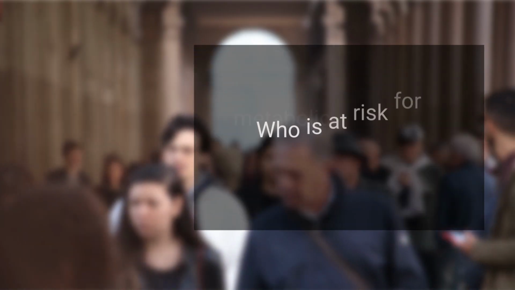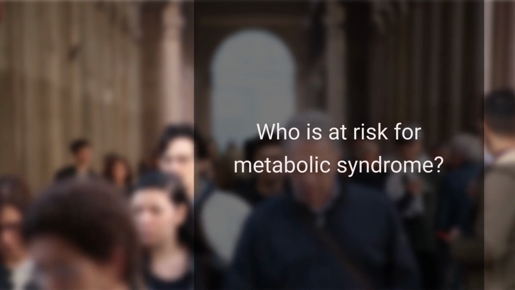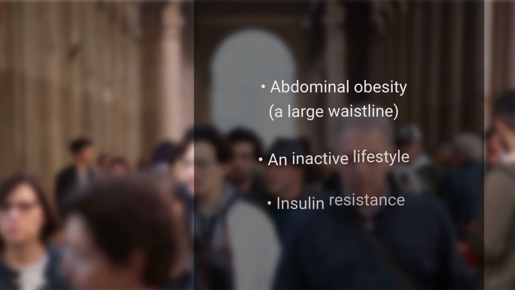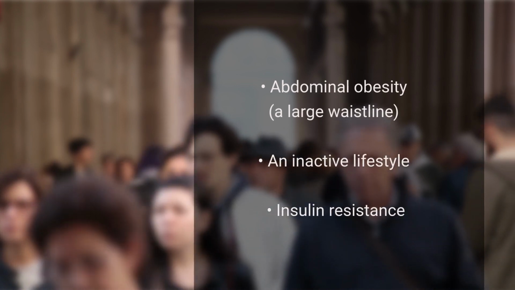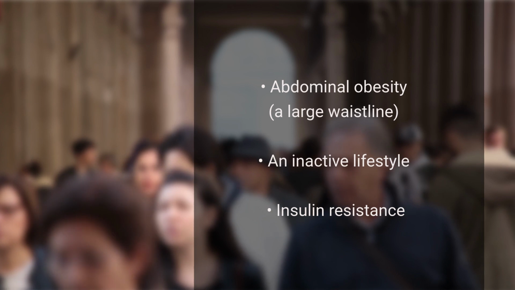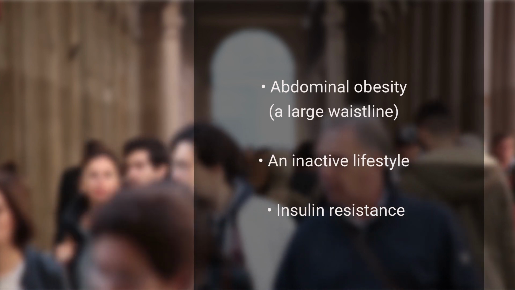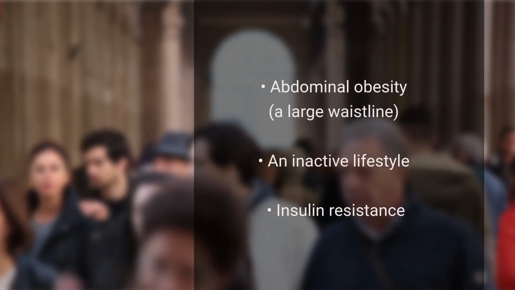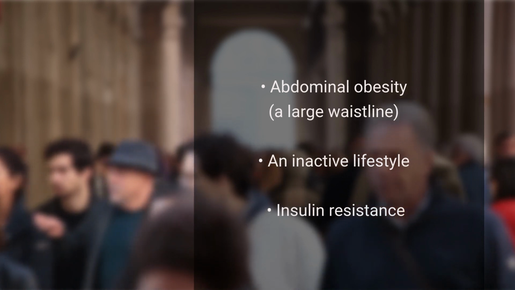People who have metabolic syndrome often also have excessive blood clotting and inflammation throughout the body. Researchers don't know whether these conditions cause metabolic syndrome or worsen it. Who is at risk for metabolic syndrome? The most important risk factors for metabolic syndrome are abdominal obesity, also known as a large waistline, an inactive lifestyle, and insulin resistance. There are certain groups of people who have an increased risk of metabolic syndrome.